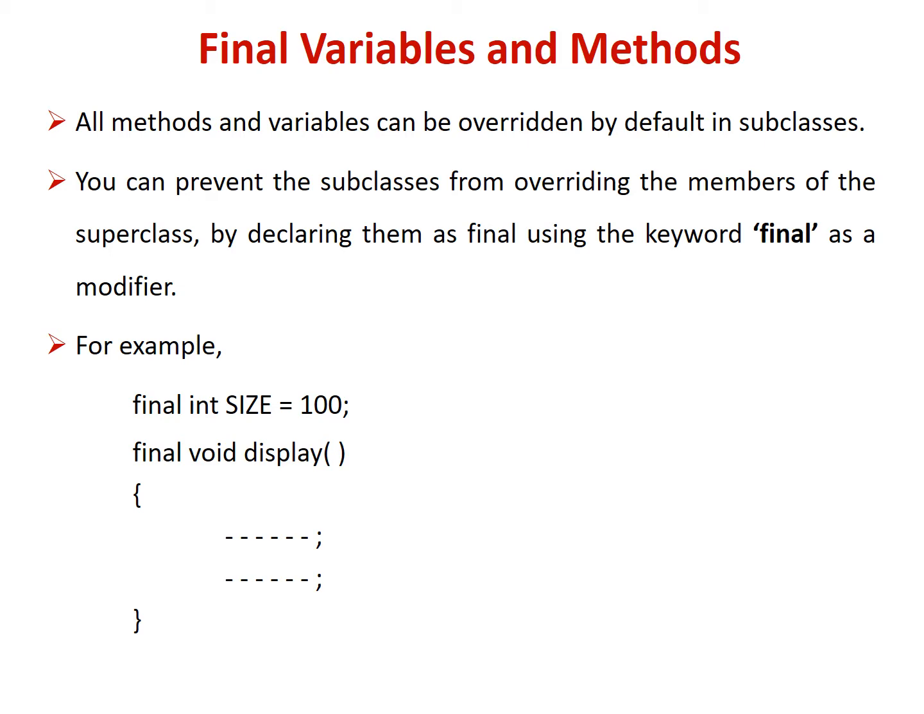Here in this example, size is a final variable having the value as 100, whereas display is the final method. Making a method final ensures that the functionality defined in this method will never be altered in any way. Similarly, the value of a final variable can never be changed. Final variables behave like class variables and they do not take any space on individual objects of the class.